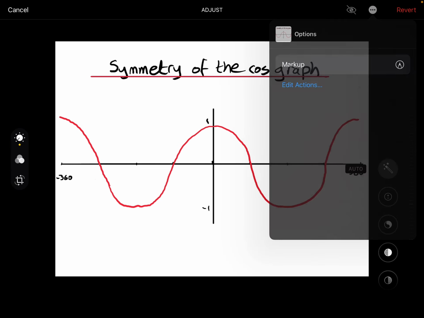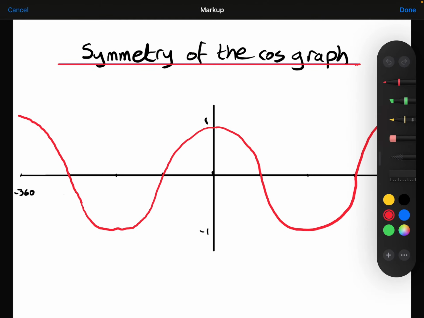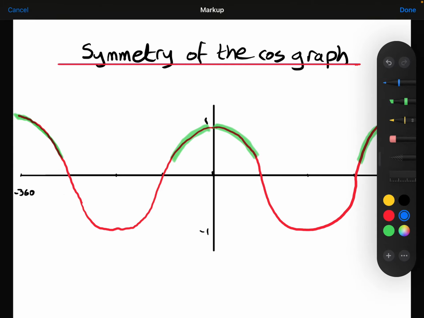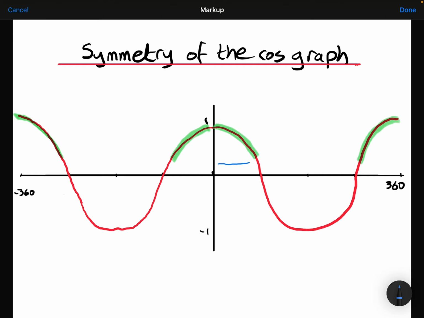Cos graph. With the cos graph, I know that this, whatever that is, would be the same as this. And that would also be the same as this, and this. So let's say that I know that this angle here is 60. Then I know that this would be 60, and this would be 60, and this would be 60.